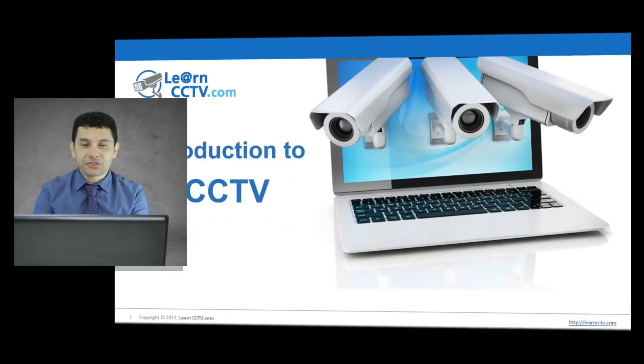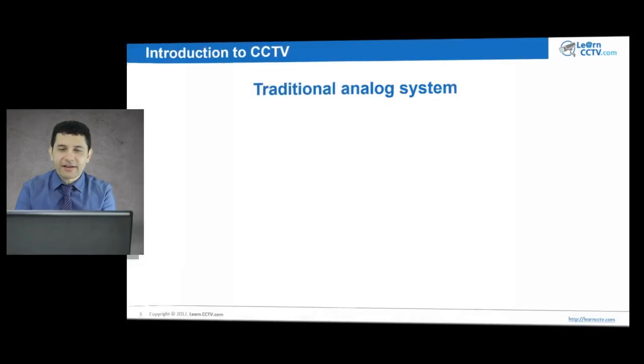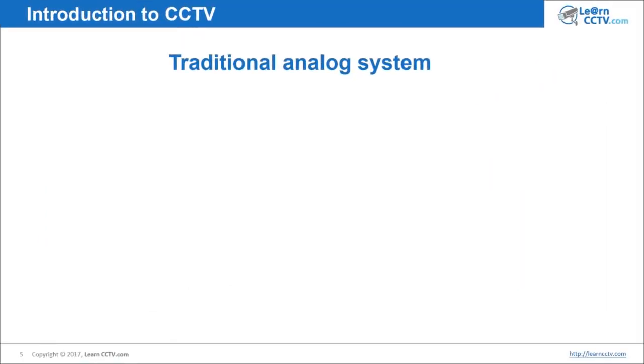So this is an introduction to CCTV. What is CCTV? It's a closed circuit television used to monitor and record videos to have evidence. Just basic like this, right? There's more to CCTV, of course, but let's keep it simple like this right now, and later you can learn more. So let's have an idea of how a traditional system works.